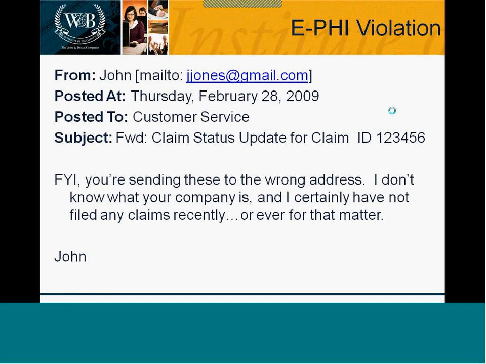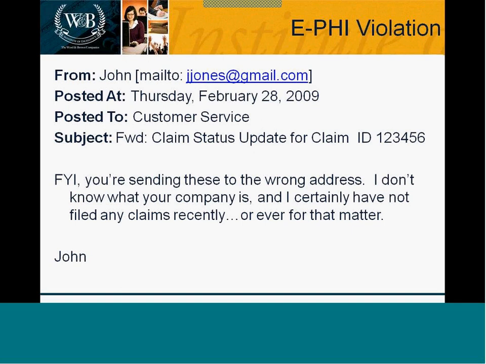Here is the text of an email that came back. This is from John, January 28, to customer service, about claim status updates. It says, FYI, you're sending these to the wrong address. I don't know what your company is, and I have certainly not filed any claims recently, or ever for that matter. John. And your email address says jjones@gmail.com. Well, it's supposed to go to Jane Jones, not John. And it has been changed to protect the innocent and guilty. So in this case, somebody didn't quite verify the address that was being used for the email, and it was sent to John Jones rather than Jane.